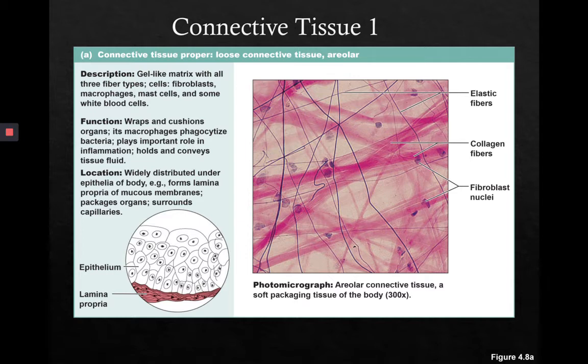It contains things like macrophages that phagocytize bacteria that get past epithelial sheets, and it does play a role in the inflammation response. Its description is really just a good amount of ground substance because it has a gel-like matrix with all 3 fiber types, contains things like macrophages, mast cells, and fibroblasts, and even some other white blood cells.